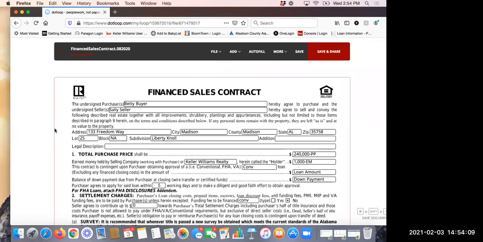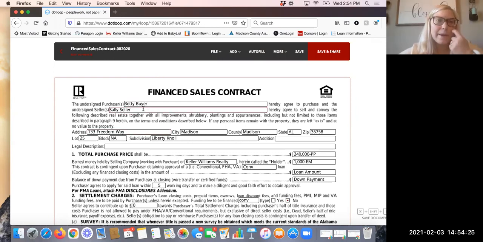I just want to clarify on the home must appraise for purchase price. Does that only mean that the buyer would be responsible for the difference, or does it mean that the contract could fall through if the home doesn't appraise? Correct. So that basically gives the buyer an out.